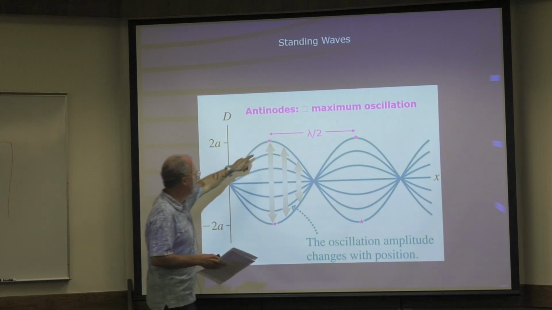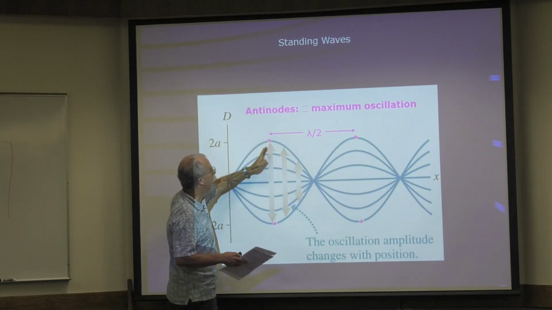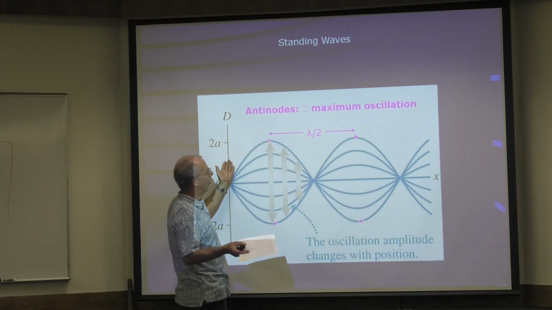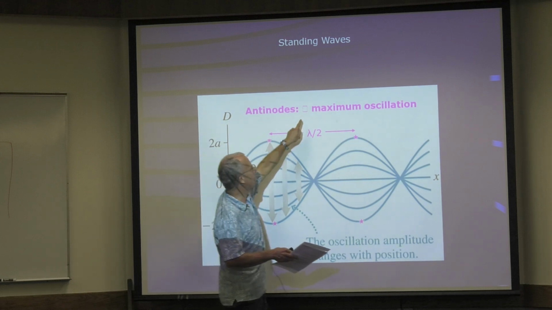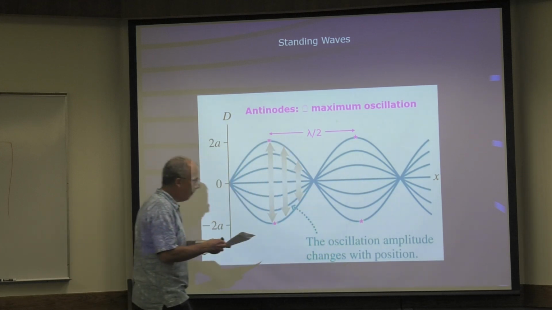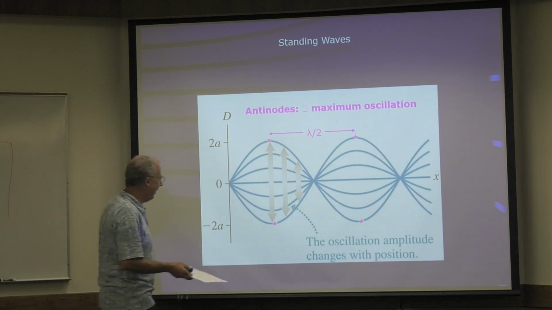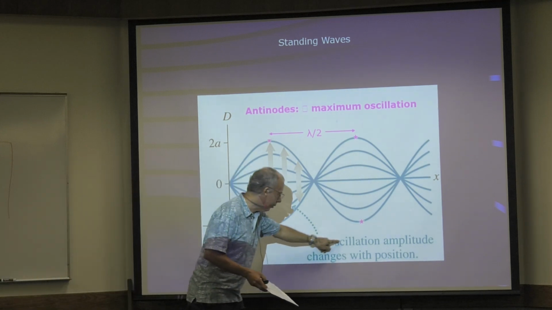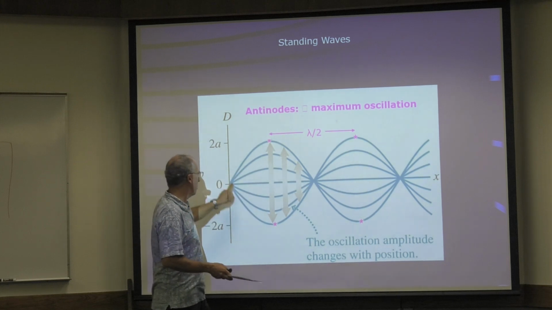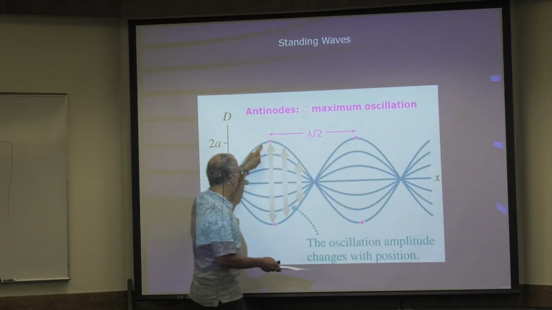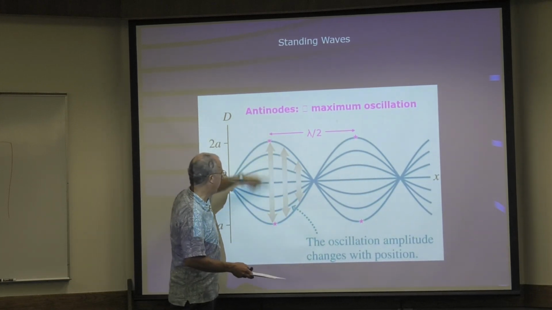This here, where it goes between the max and the min, is called an antinode. That's supposed to be a plus or minus. Antinode, like the anti-Nephi-Lehis. Whatever. So the oscillation amplitude changes with position. Here it's always 0 at the node. At the antinode, it goes between max and min and everything in between.